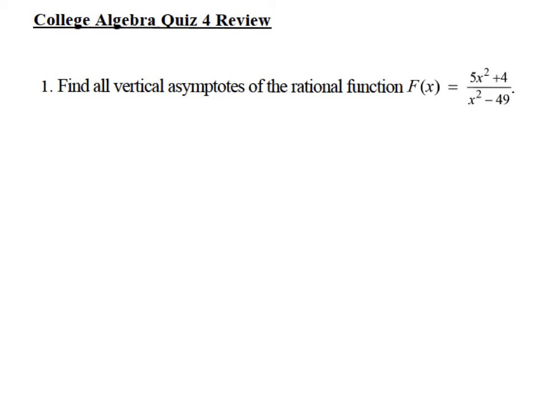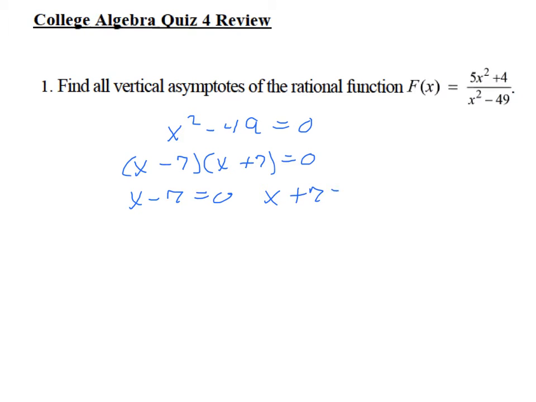So, in order to find that here, we are going to set my denominator, x squared minus 49, equal to 0. Then I'm going to factor it. Now, we could also extract the root. Either way is fine. I'm going to factor it and then use my zero product property and set each factor equal to 0. And then I'm going to solve for x in both cases, and I will get x is equal to 7, and I will get x is equal to negative 7. That means my vertical asymptotes are going to be at x equals 7 and x equals negative 7.